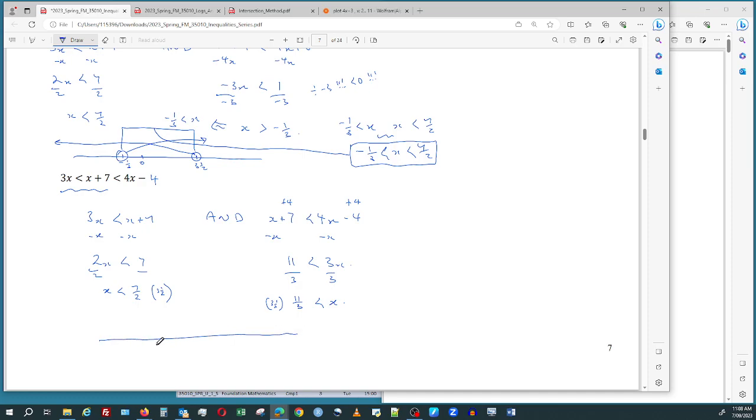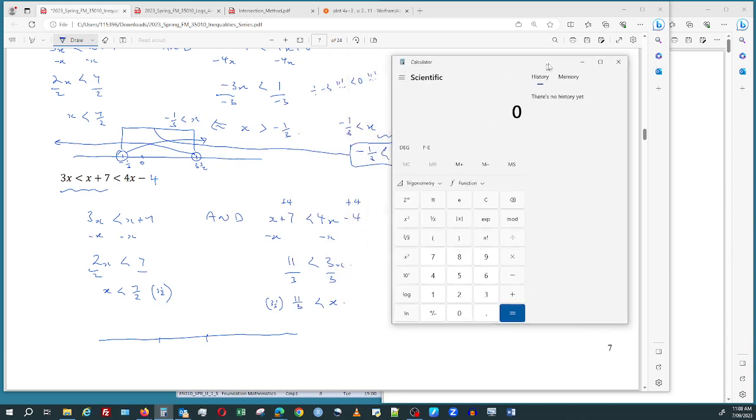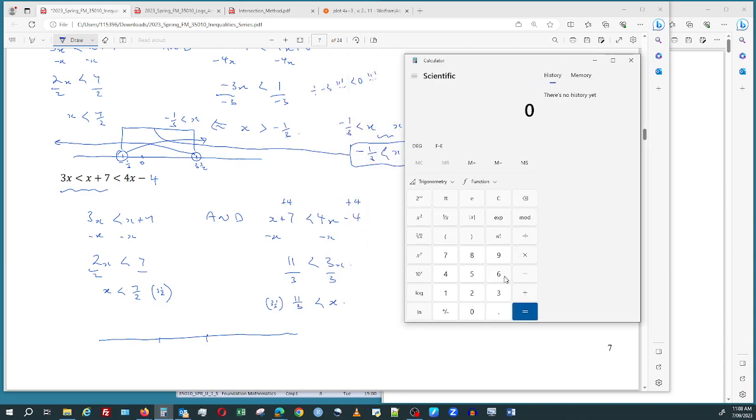So if we plot that, 3.5 and 3 1/3. So let's do that. Let's have a look at that on the calculator. I want to just check that for you so you can see for your own ideas. So 11 divided by 3 as a number is 3.6. 7 divided by 2 as a number is 3.5. So 3.6 is slightly bigger than 3.5.